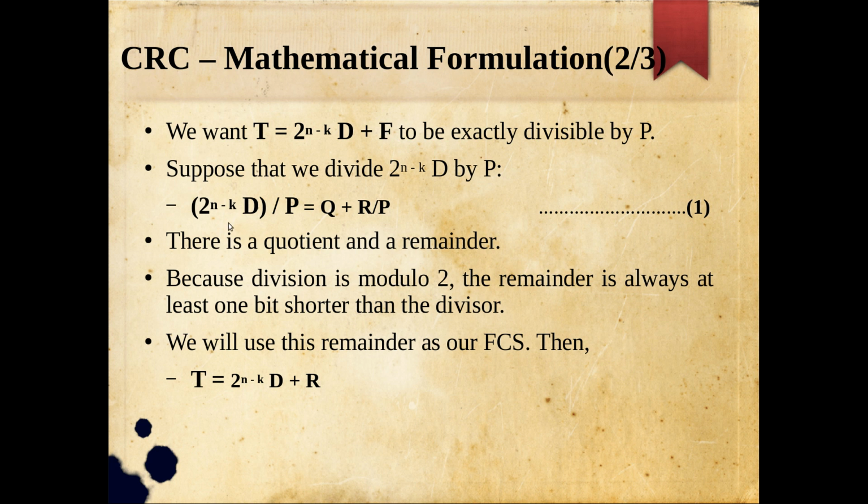So after dividing this 2 power n minus k into D by P, the original procedure which we did in our example in the previous part is explained here. We don't know what this F is. This is something we have to calculate. So we calculate it as a remainder, and now we are going to check its correctness. For that, just understand this. This is the process we executed in our previous example.